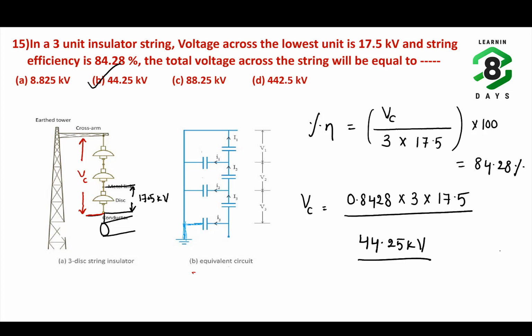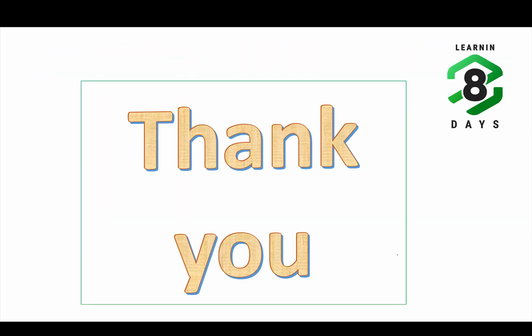So in this problem he has given the string efficiency. Now he is asking us to calculate the voltage of the conductor with respect to tower, whose value is 44.25 kV. Thank you.